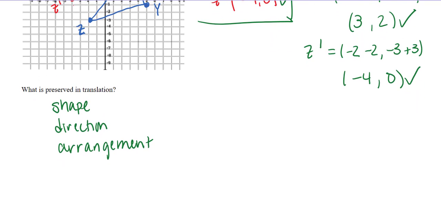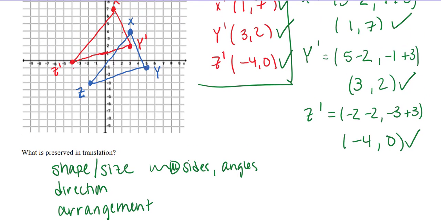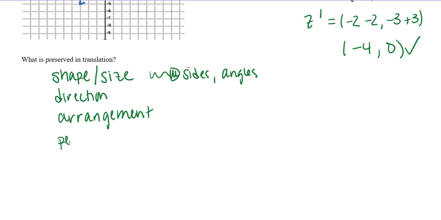Another thing: the shape stayed the same, so we can go shape and size. What does that mean for shape and size? The sides and the angles all stayed the same. From here to here is the same length as here to here, or Z to Y is the same as Z prime to Y prime. It's the same length on the side. So that is preserved. The perimeter would be the same, and the area of the triangle would be the same. All these things are preserved in translation.